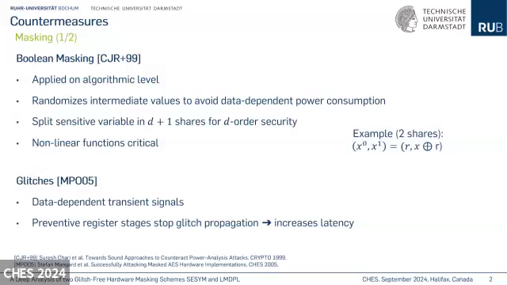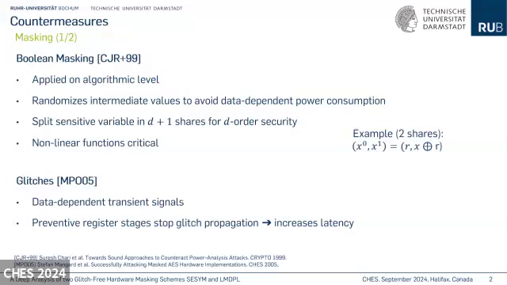And here the idea is to randomize intermediate values such that the power consumption is independent of the actual data that is being processed. How this is achieved is that for a d-order secure circuit, the sensitive variable is split into d+1 shares. There's a small example here on the right side, as I'm going to stay in first-order security in this talk. There's a sharing of x0 and x1, where one of the shares is equal to the randomness, and the other share is the data that is protected, x XOR the randomness.